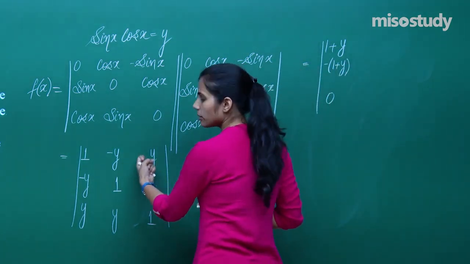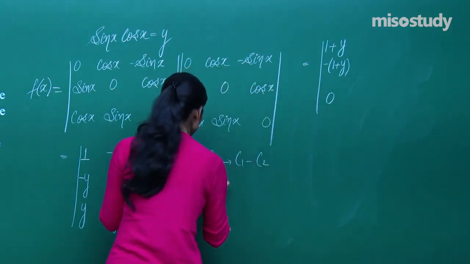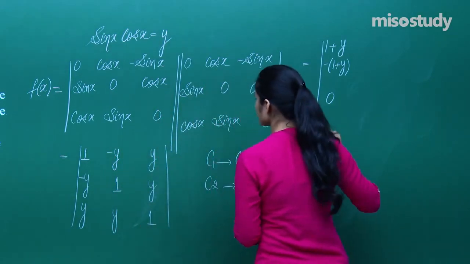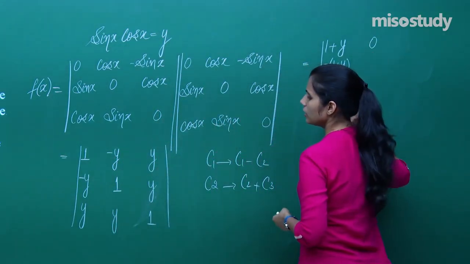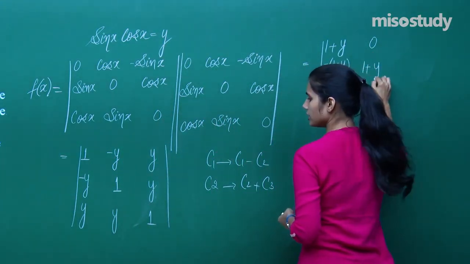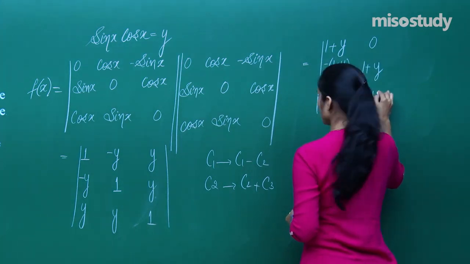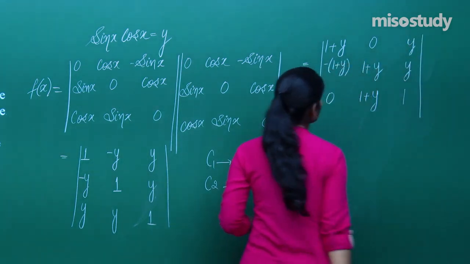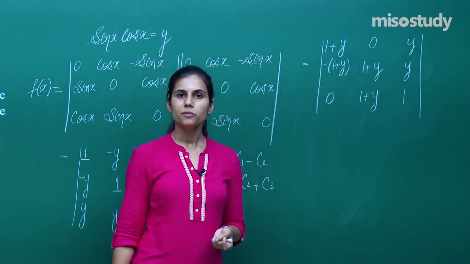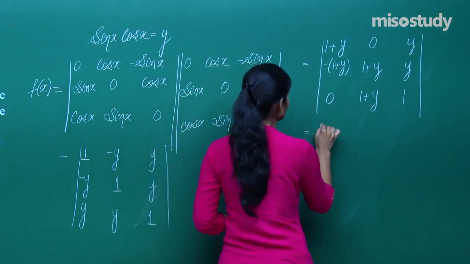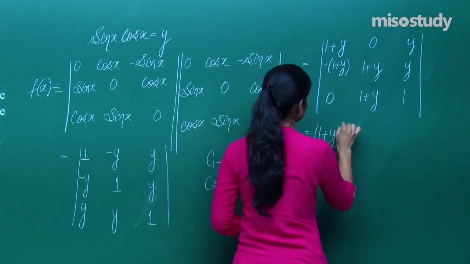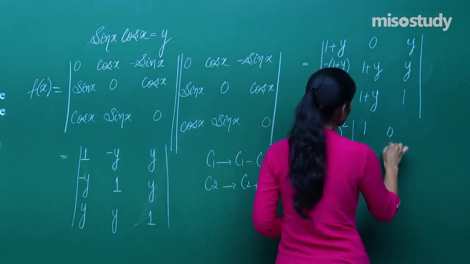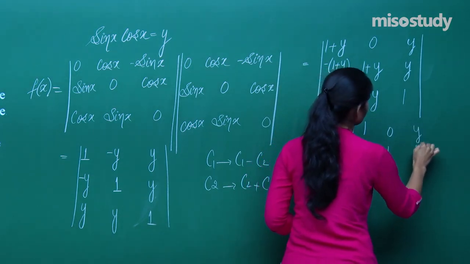Then I can talk about adding these two columns. Column 2 goes to column 2 plus column 3. So minus y plus y gives me 0, 1 plus y is what I have over here, and again y plus 1, which is 1 plus y. This is y, 1. You can see 1 plus y is coming out common from the first column and the second column. So you have 1 plus y whole square, 1, 1, 0, 0, 1, 1, y, 1.